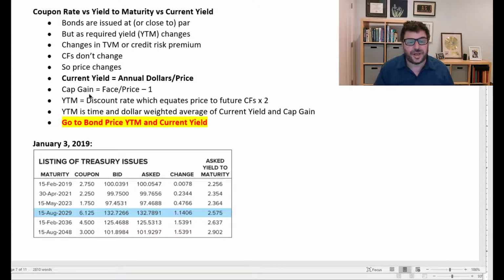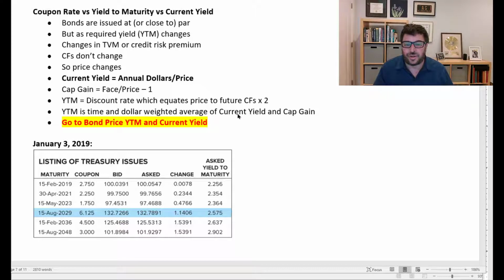The capital gain is going to be the face divided by the price minus 1. That's going to be the percent change. If I pay 95 and get 100, then it's 100 divided by 95. If I pay 105 and get 100, it's going to be 100 divided by 105. And the yield to maturity is going to be the discount rate, which equates the price to the cash flows, and we're going to double that. And so the yield to maturity is the time and dollar weighted average of the current yield and the capital gain. So we're going to go to a spreadsheet.